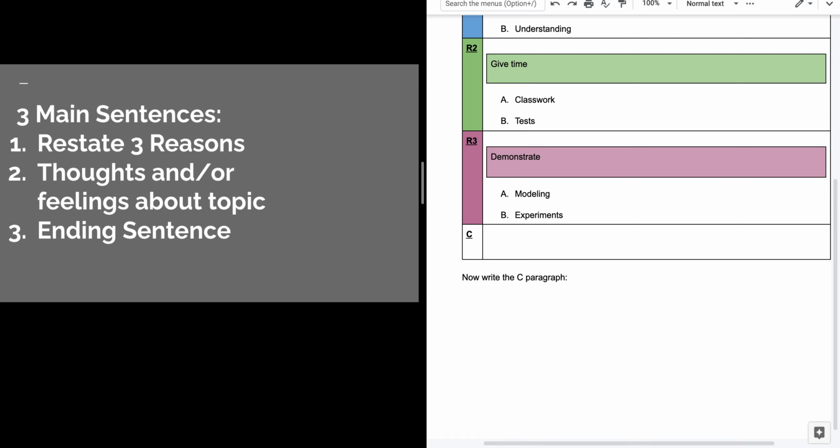On the I paragraph, I told you it was 3 sentences, no more, no less. This time, we want at least 3, but you can write up to 5. So, the first main sentence that we have to have is we want to restate the 3 reasons we're writing about our topic. The second is we want to write about our thoughts and our feelings about the topic. And lastly, we want an ending sentence, a sentence that is going to leave the reader thinking.